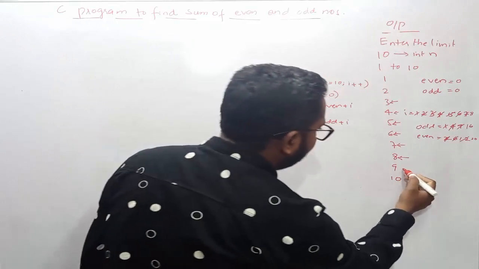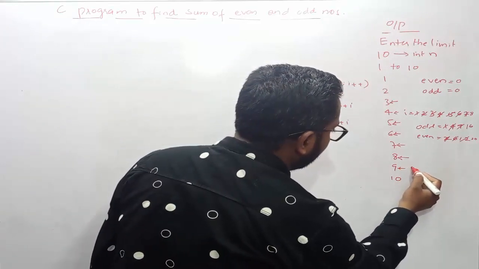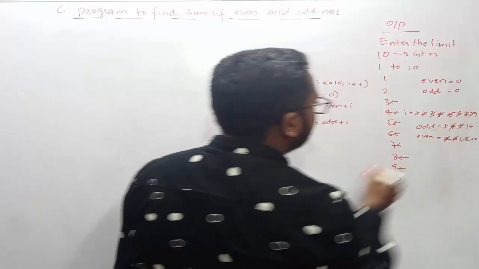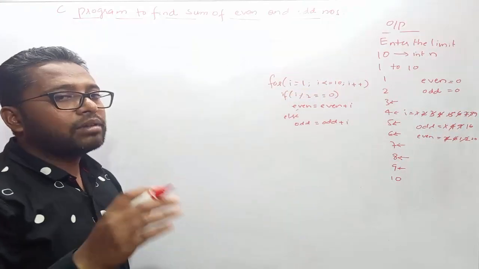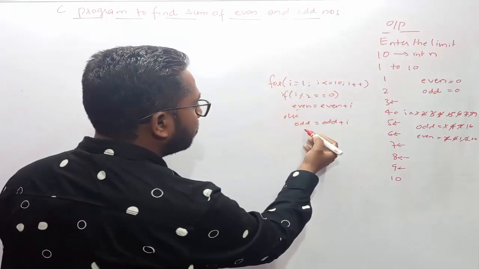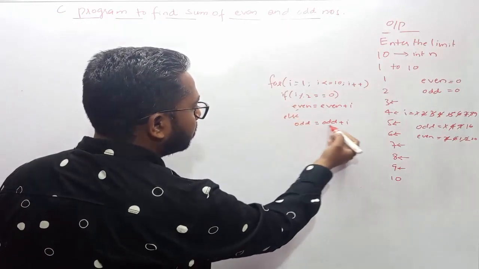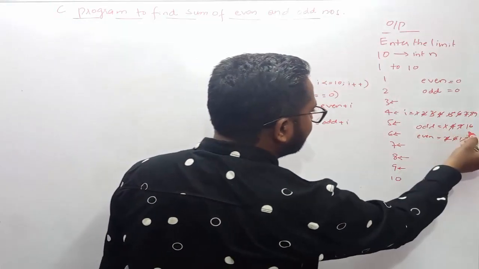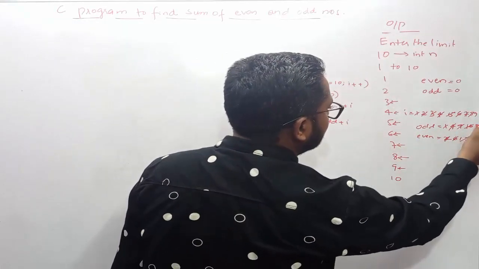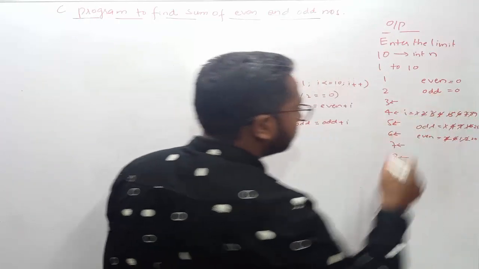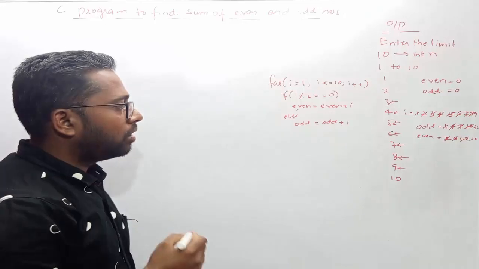Now again I value gets incremented by 1 and I becomes 9. 9 mod 2. 9 will not get divisible by 2 completely, so the control will come into else part. So to execute this, odd equals to odd plus I. So odd value is 16. 16 plus 9, 25. So we will get 25 here. 25 gets stored inside odd.